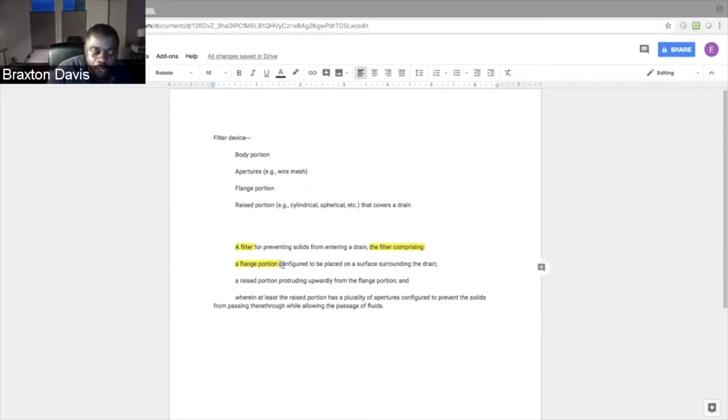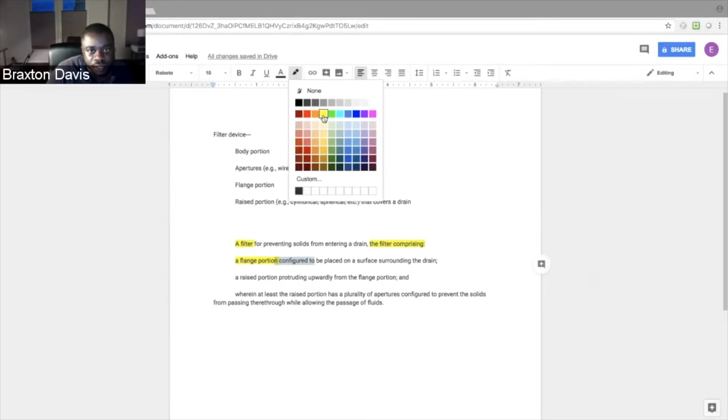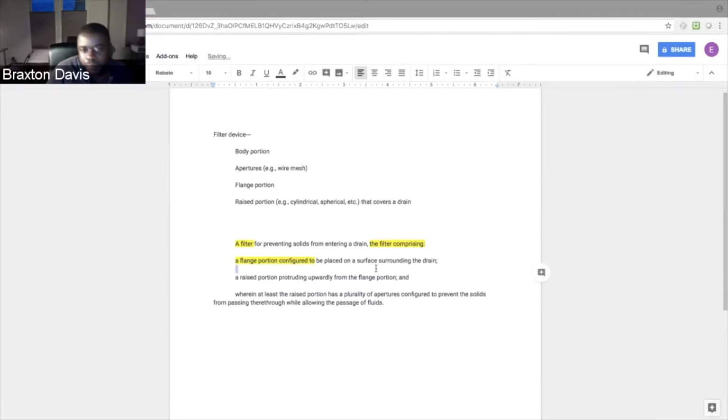So this flange portion is configured to, and "configured to" essentially means it has a structure capable of being placed on the surface surrounding the drain. So again, we're not positively claiming the drain itself or the surface surrounding the drain. It's just giving the structure of our filter some further context.